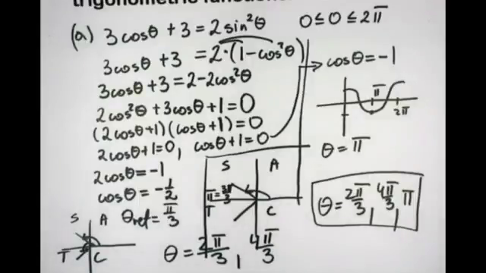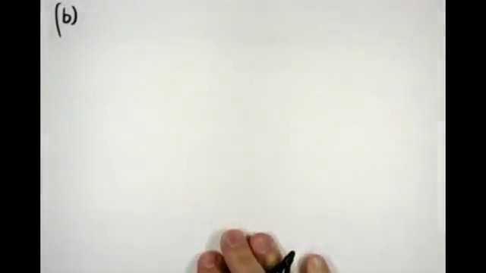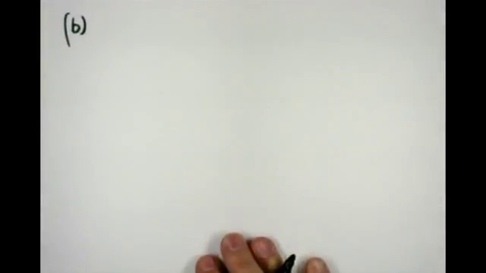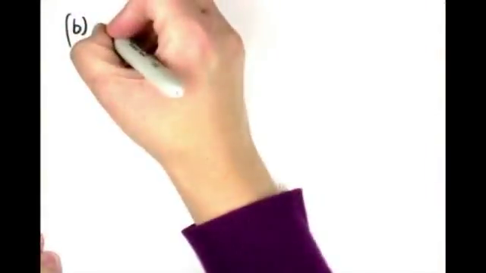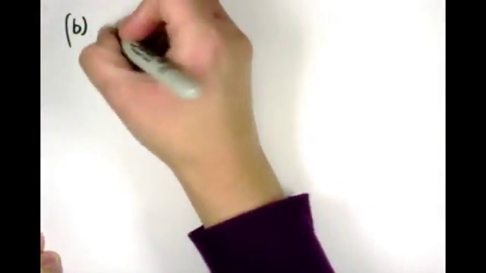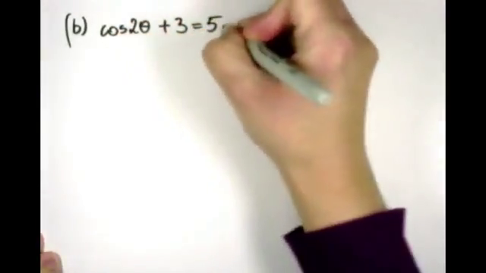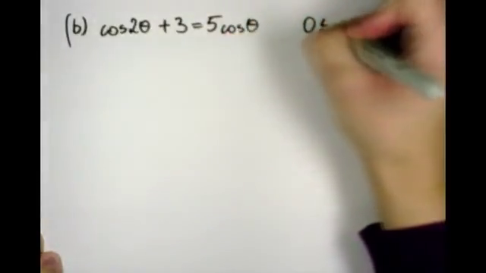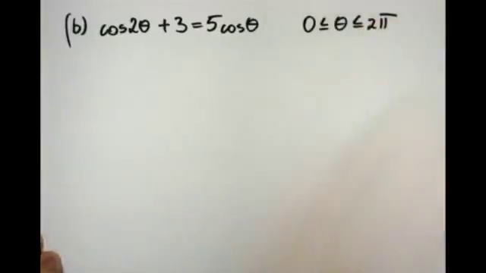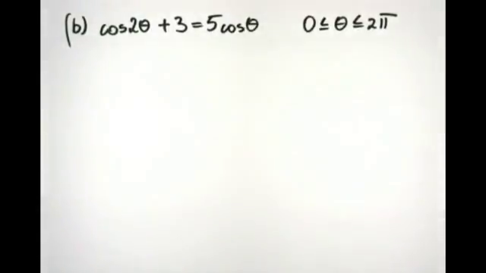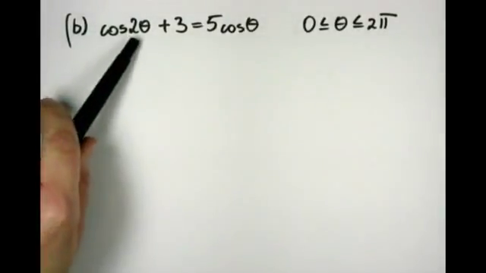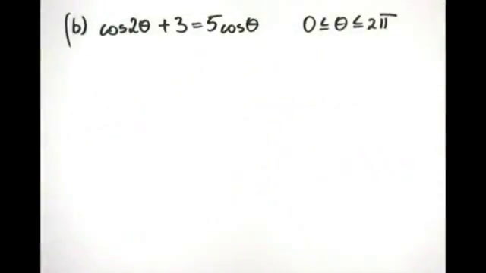One more example with those ones, with 2 trigonometric functions. Example B. We have cos 2 theta plus 3 is equal to 5 cos theta, and theta is between 0 and 2 pi. We have theoretically the same function, cos and cos, but it's considered a different function because we have a different angle. This one is cos 2 theta, and this one is cos theta.